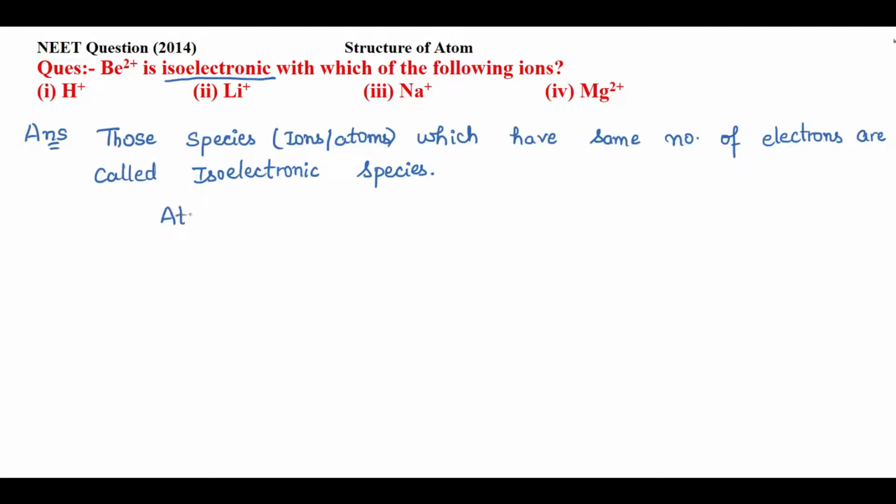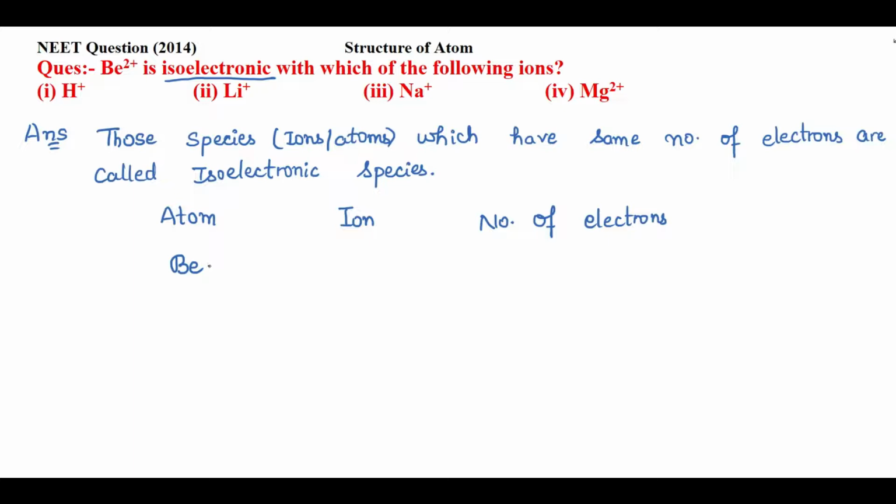First of all, I'll mention the core atom from which this ion will be formed, right? And next, the ion and the number of electrons of the ionic species, right? So the number of electrons present in this ion I will mention over here, right? First of all, I'll see the number of electrons in beryllium 2 positive. I know that beryllium 2 positive is formed from beryllium atom, right?